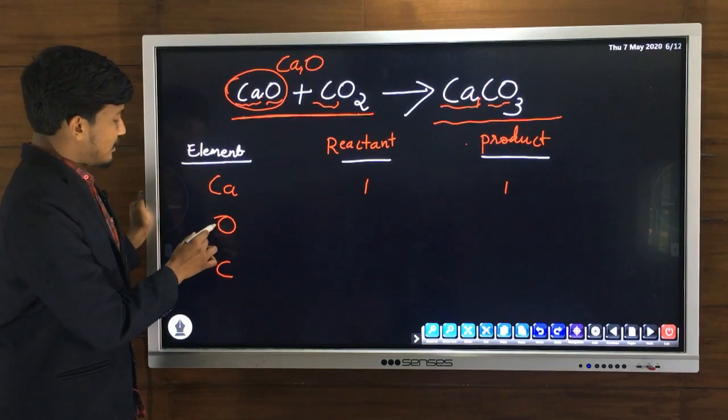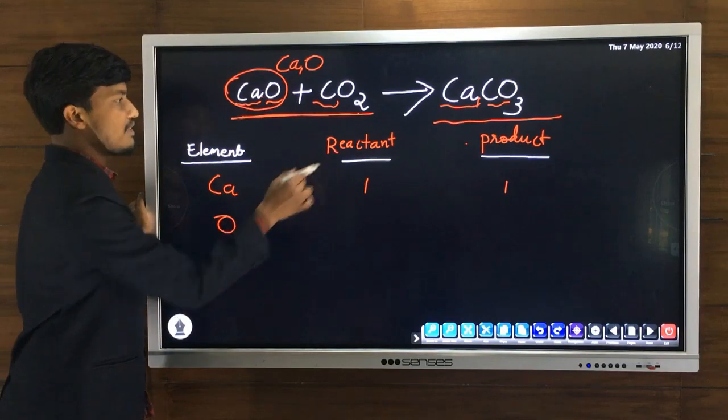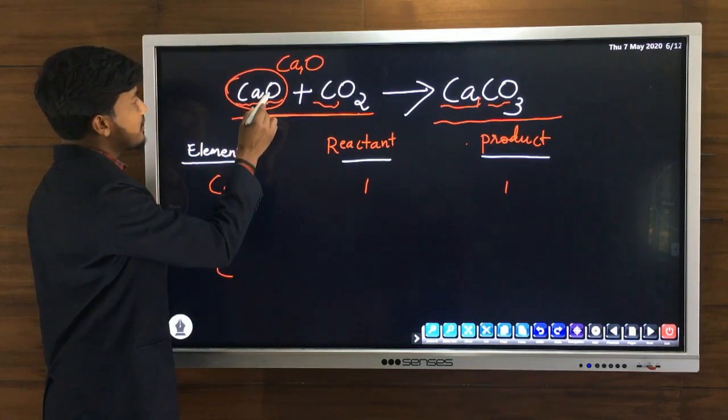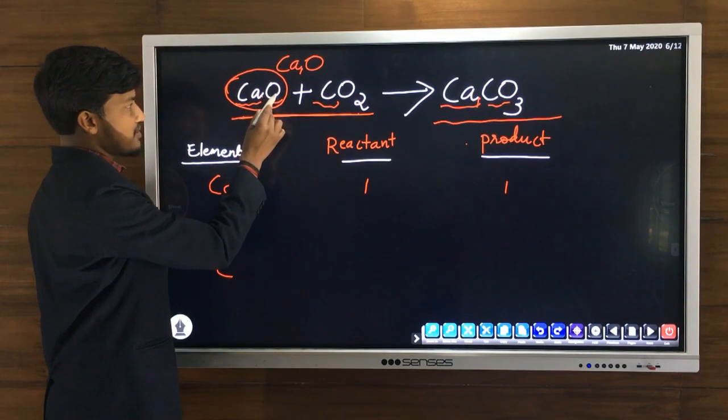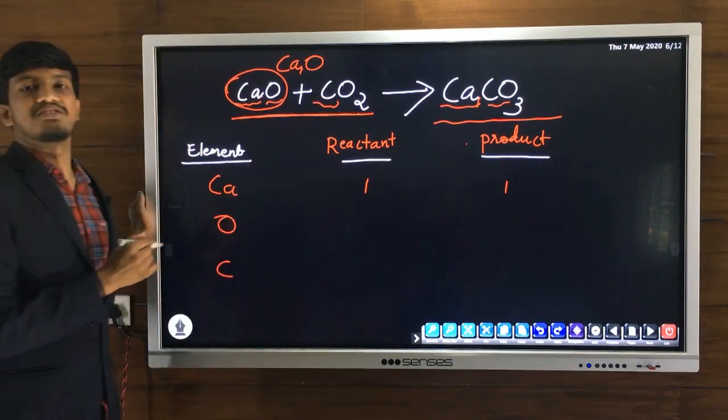Now next one we are going to consider second atom, oxygen. How many oxygen atoms on the reactant side? So first of all, oxygen, we can see oxygen is present in the first compound, that is in CaO there is oxygen atom, and oxygen is also present in CO2.